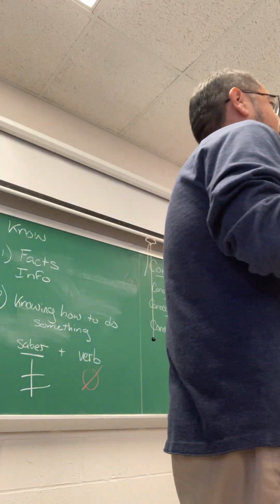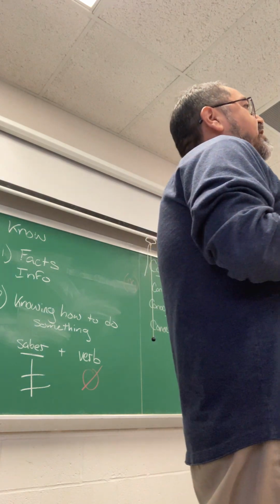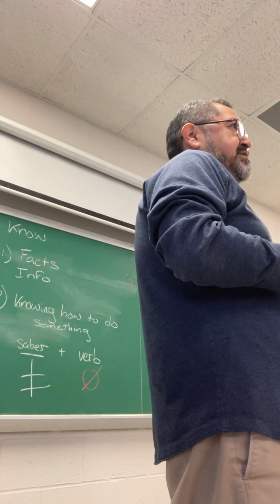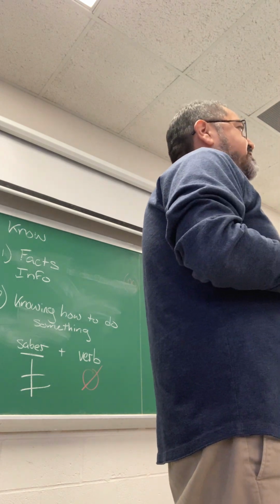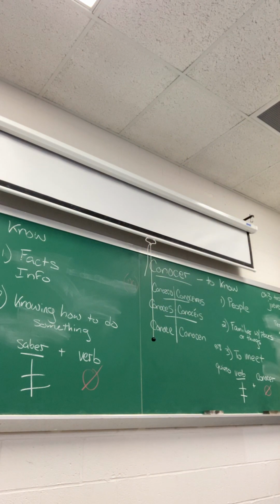Whenever the object of a sentence is a person, in Spanish, we always have to put the letter A in front of the person. Okay? Yo conozco a Michaela. I can't just say conozco Michaela. Yo conozco a la familia de Lexi. I know Lexi's family. Because family is made up of people, I have to put an a in front of family.